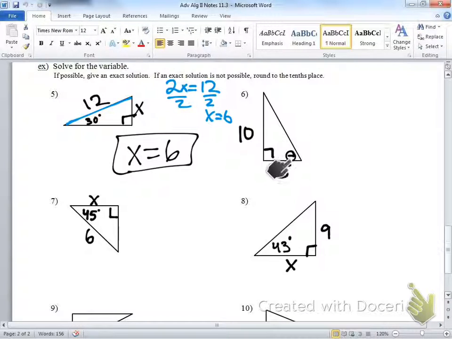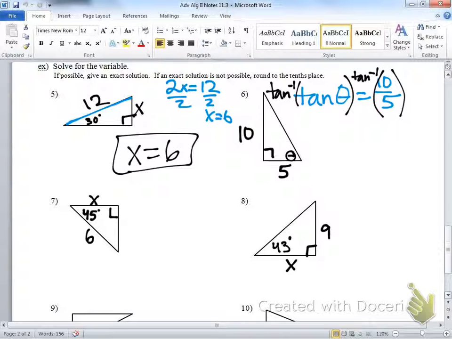So how can I find theta if I just know 2 side lengths? Do the sine. Or no, cosine. I mean tangent. Yeah, so we can do tangent theta equals opposite over adjacent. This is what we did yesterday. So you would have to take the inverse tangent of both sides, so the inverse tangent of 2 will give you the value for theta. 63.4. Very good.